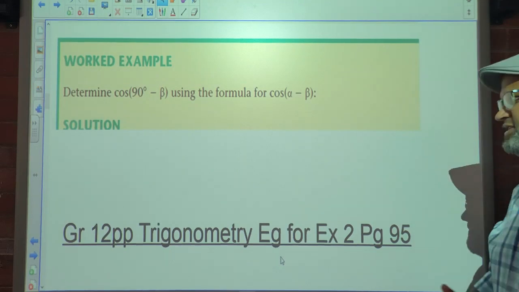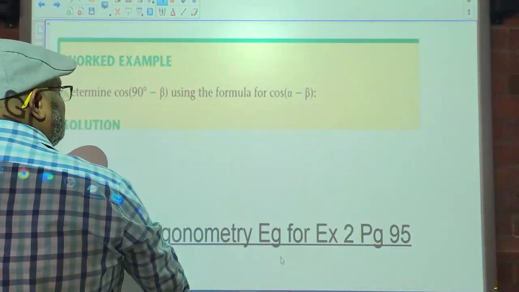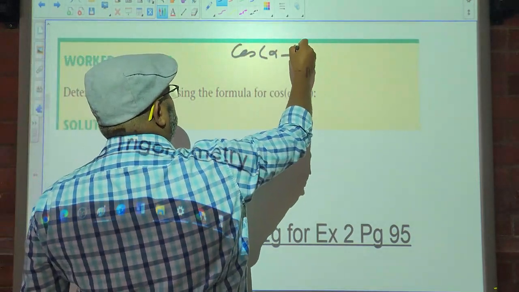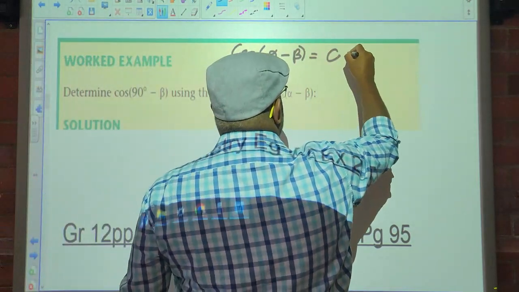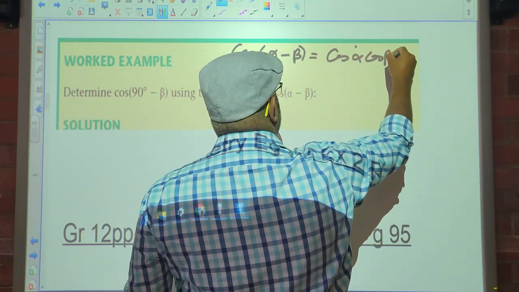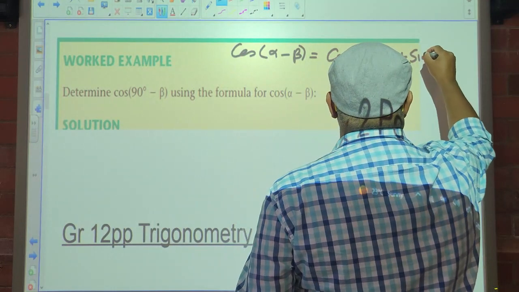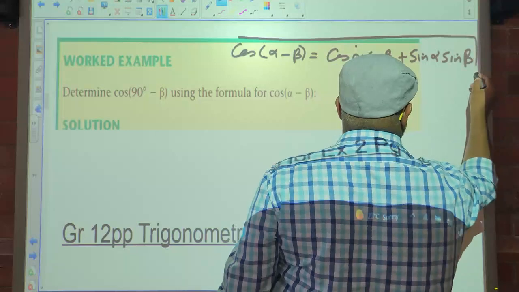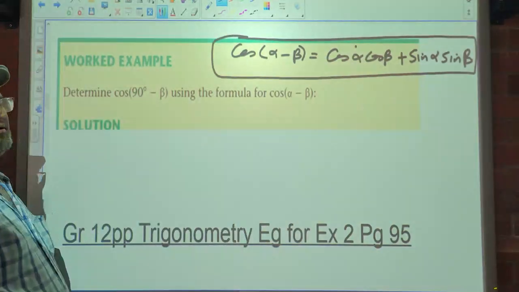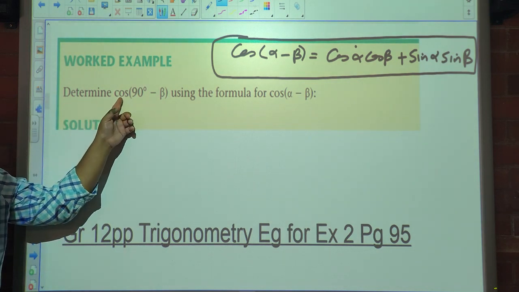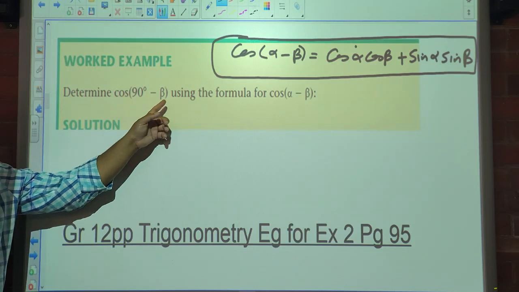Before we go into this, at this point we have proven the formula which says cos of alpha minus beta is equal to cos of alpha cos of beta plus sine alpha sine beta. That is what we just proved now. So the question says, determine cos of 90 minus beta using that formula.